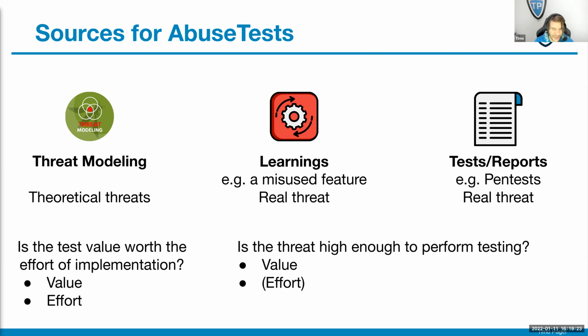Then we also have the learning and the test report. There, from my point of view, the value is mostly proven. So we mainly talk about the effort. How is the effort to do it? And from these, at least from pen tests, we also get the threat already rated.